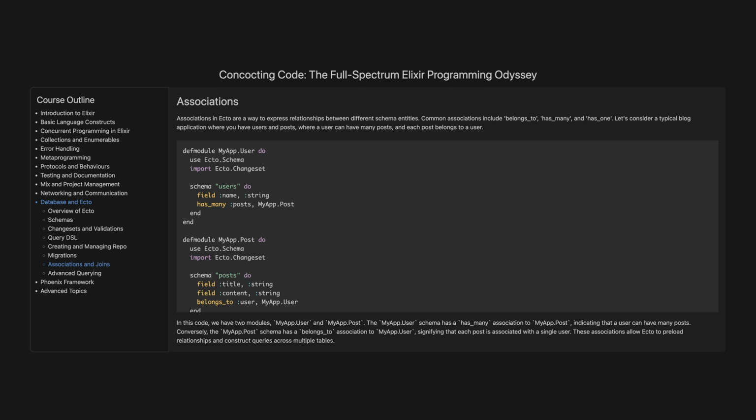In this code, we have two modules, MyApp.User and MyApp.Post. The MyApp.User schema has a has_many association to MyApp.Post, indicating that a user can have many posts. Conversely, the MyApp.Post schema has a belongs_to association to MyApp.User, signifying that each post is associated with a single user. These associations allow Ecto to preload relationships and construct queries across multiple tables.